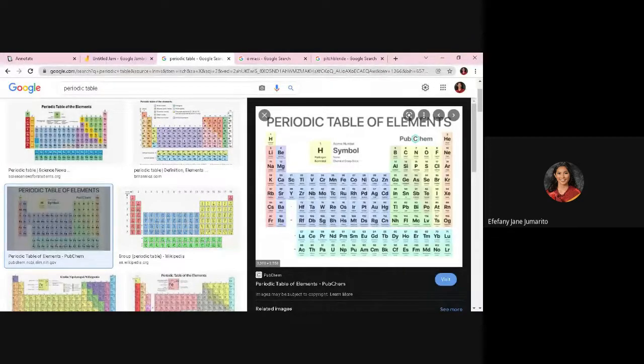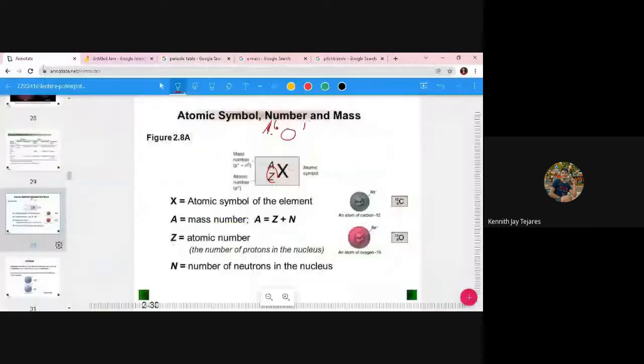So what about cesium? How many protons? 55, ma'am. Electrons? 55. Good, okay, all right.